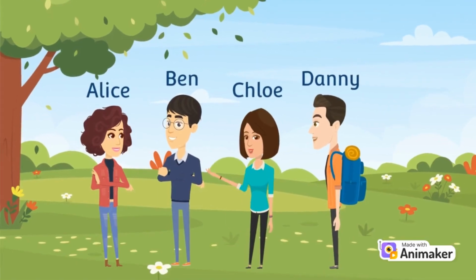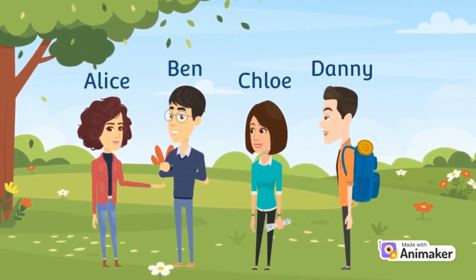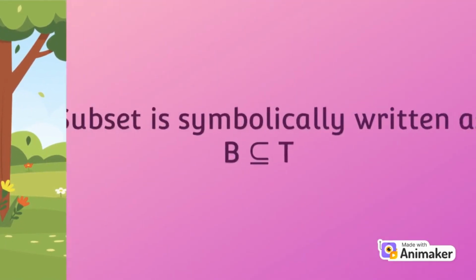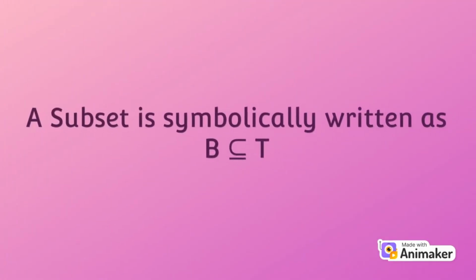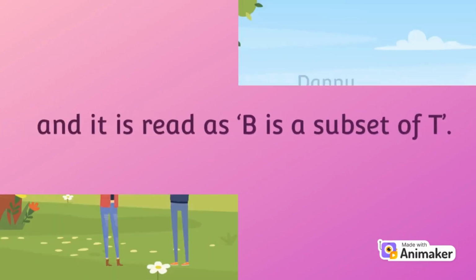Now the set of balls is a part of the set of toys. Exactly. When one set is entirely contained within another set, it's called a subset. A subset is symbolically written as B ⊆ T, and it is read as B is a subset of T.